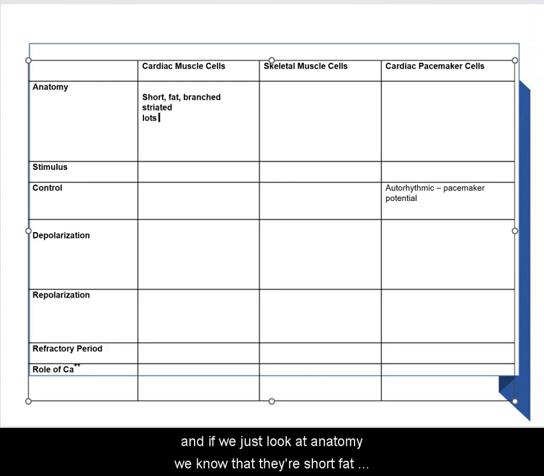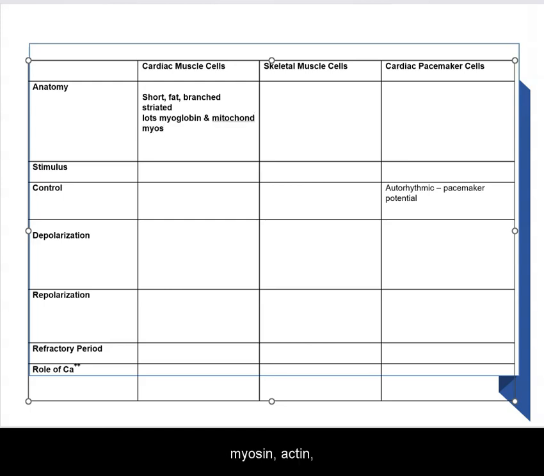Okay, so I'm assuming you started to fill out your table. And if we just look at anatomy, we know that they're short, fat, and branched. We know that cardiac muscle is striated. We know that it has lots of myoglobin and mitochondria. We know that we've got the myosin, actin, T tubules, right, sarcomere.